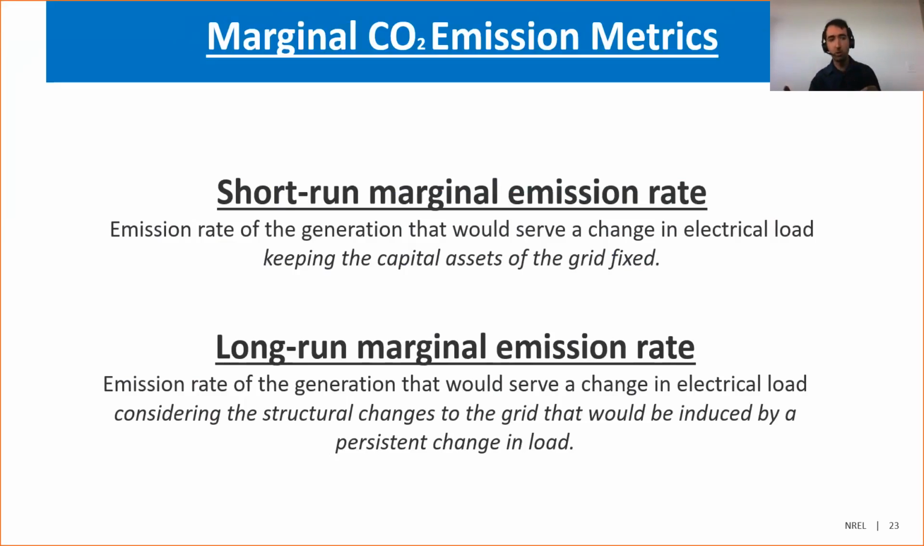How we do so is in the documentation. I'm not going to talk about that here because it's pretty wonky, but you can look it up in the documentation. Basically, the point is that if you're studying something that is a change in load that's going to be around for more than several years, it's probably appropriate to use the long-run marginal emission rate, not the short run. If you use the short run to analyze the emissions induced by electrifying a hot water heater or something like that that's going to be around for 10 or 15 years, then you're not capturing how that electrification would influence the structural evolution of the grid, which is quite important.